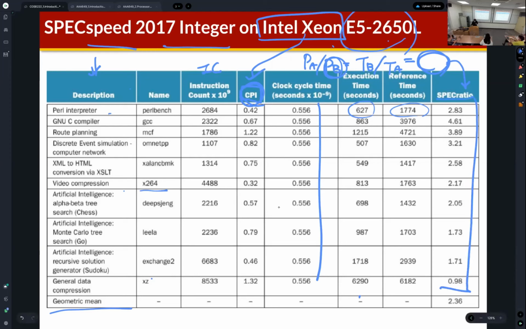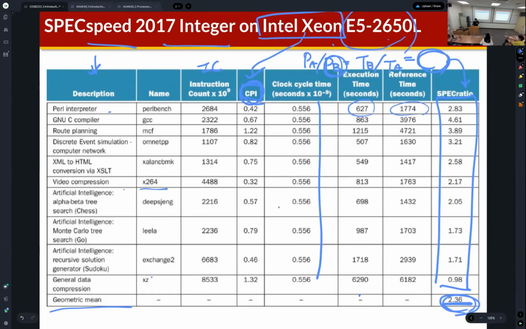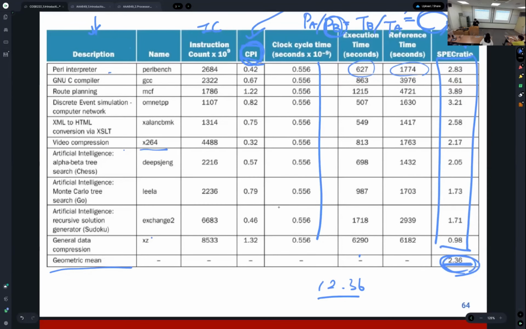So using the SPEC applications, we can calculate the SPEC ratio, and there are many applications. Then we can calculate the geometric mean of the SPEC ratios of these different applications, and we can use this value. So the SPEC ratio of the Intel Xeon is 2.36, which means that compared to the reference machine, the performance of Intel Xeon is 2.36 times higher. Okay, so we can measure the performance like this.